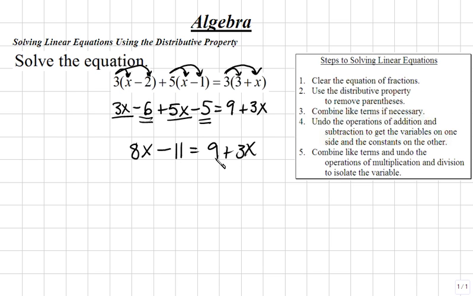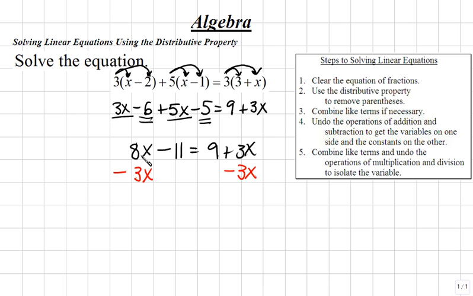So our goal is to undo the operations of addition and subtraction to get expressions with variables on one side and expressions with constants or numbers on the other. To do this, we would like to move our 3x from the right side to our left side. And to undo this, since we're adding, we'll subtract a 3x from both sides of our equation.